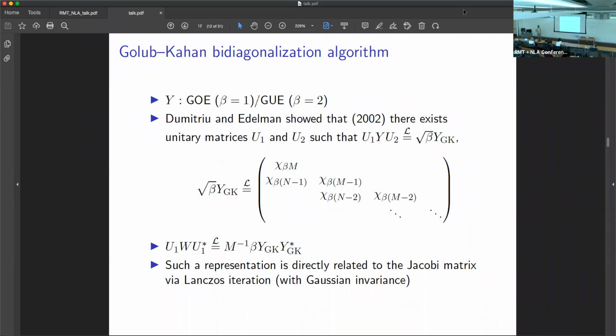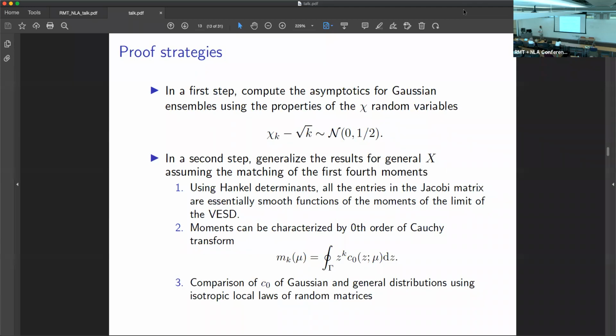And with this representation, they also show that if you look at this y_jk transpose, they are directly related to the Jacobi matrix associated with the orthogonal polynomials, and they also arise via the Lanczos iteration, of course, using the invariance of the Gaussian distribution. Okay, these are the key parts. And as I mentioned, in the first step, they compute the asymptotics for the residuals and errors using these Gaussian ensembles, and because for the chi-distribution you know everything, you can just compute it.